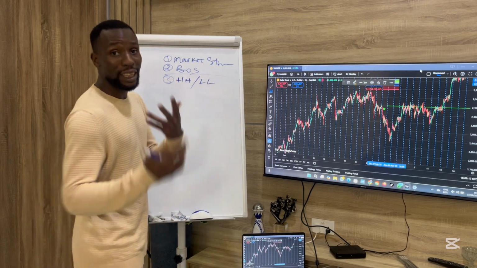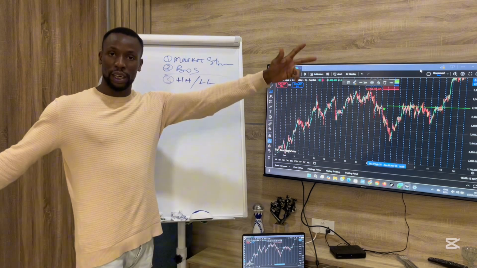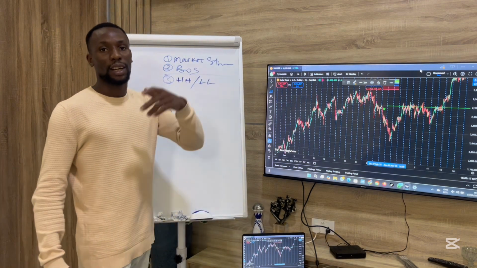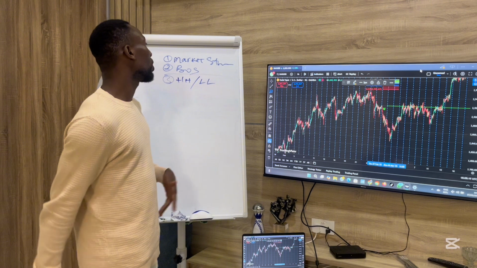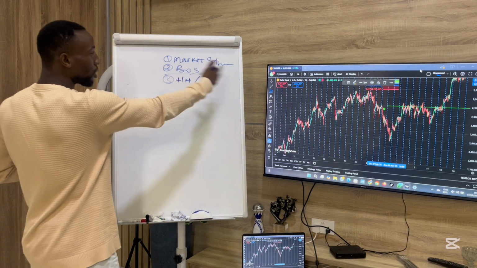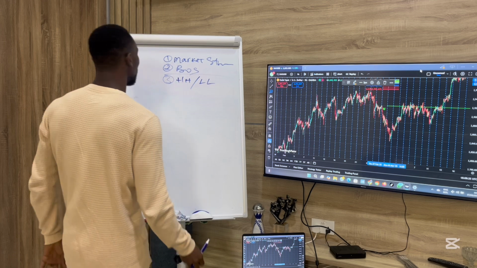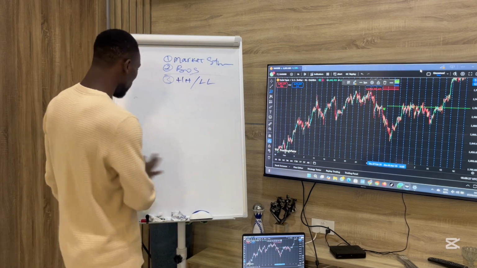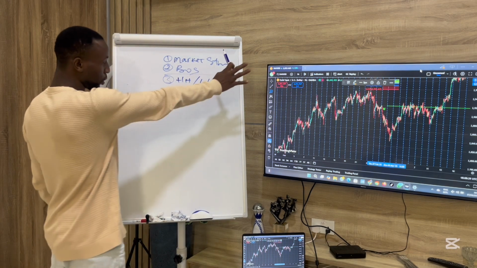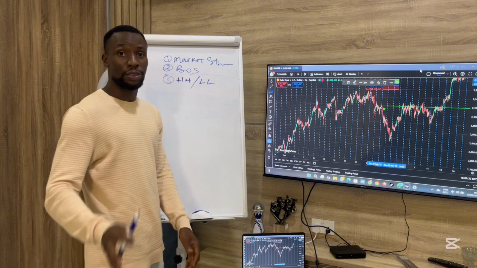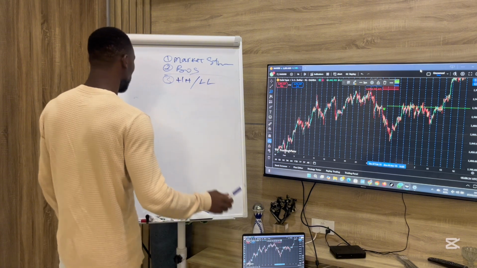We all know that there are three types of market structure: an uptrend, a downtrend, and a ranging market. So I don't need to start going about market structure. If you don't know about market structure, go and read about it. So for now, let's talk about an uptrend, making use of the Fibonacci retracement with an uptrend market.